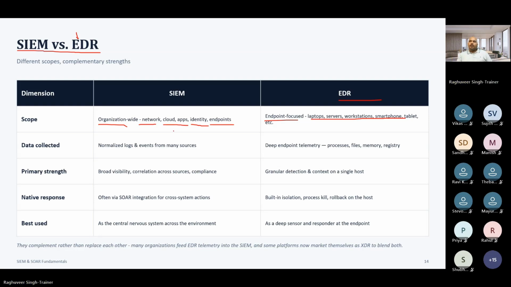Then comes the data collected. When it comes to SIEM, SIEM collects telemetry data, endpoint telemetry. What is telemetry? We define that as on-write and on-execute operations. So as part of SIEM, SIEM will collect on-write operations on the endpoint, which means an employee is using a laptop or a desktop or a server.